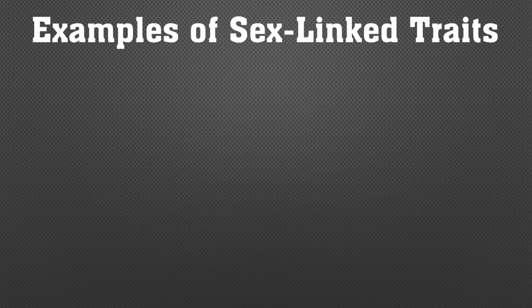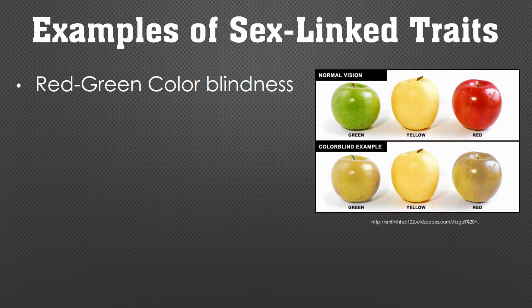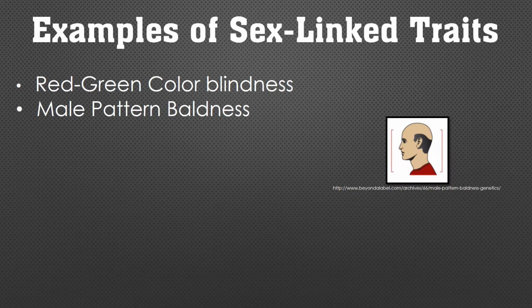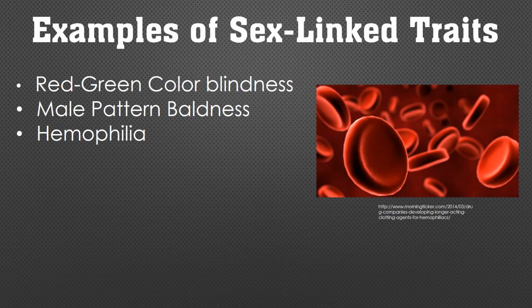There are a couple examples of sex-linked traits, one of them being red-green color blindness, which is when an individual cannot distinguish between the colors red and green very clearly. There's male pattern baldness, and then hemophilia, which is a blood clotting disorder. So I'm going to start with the example of color blindness.